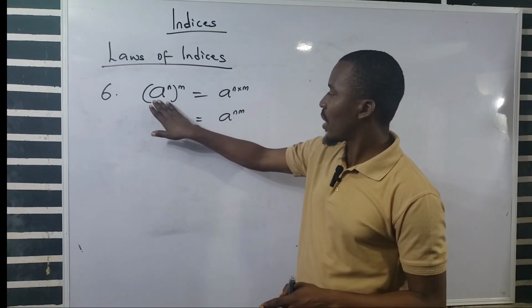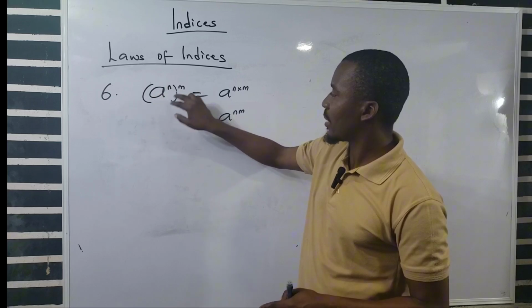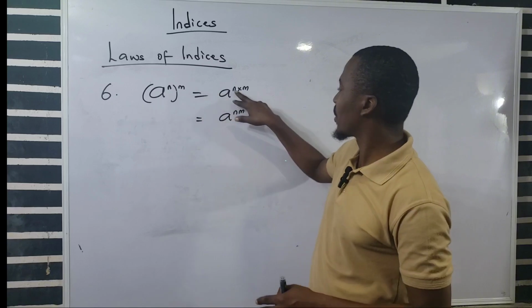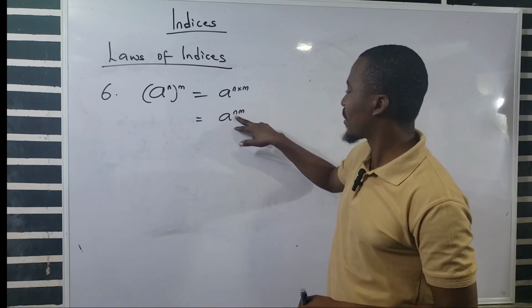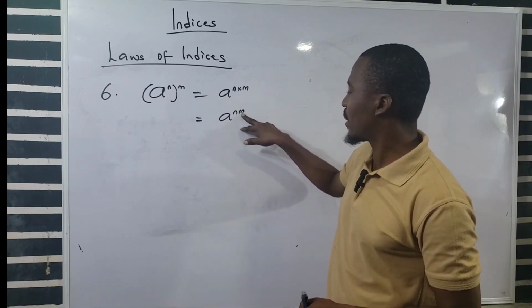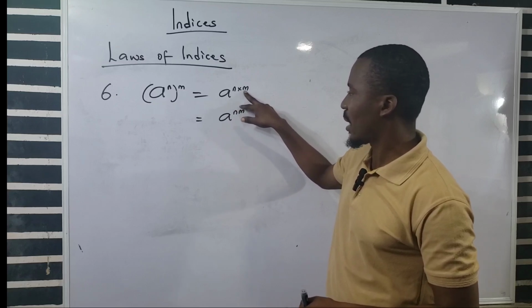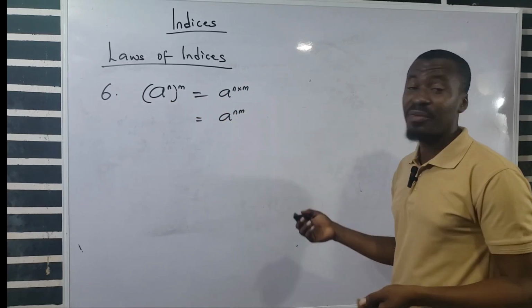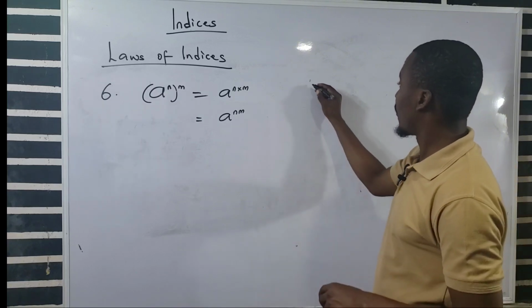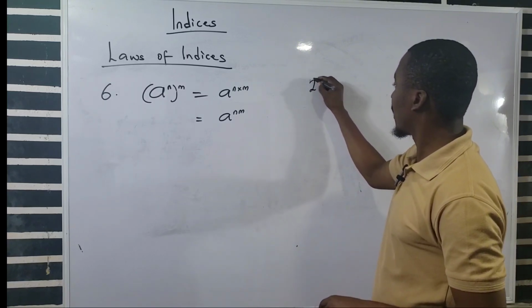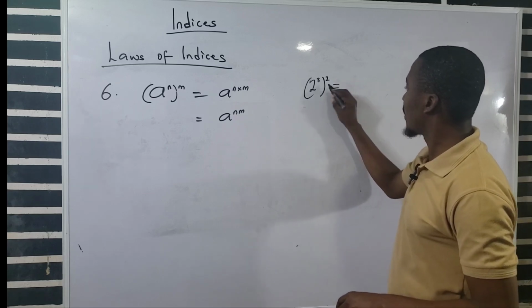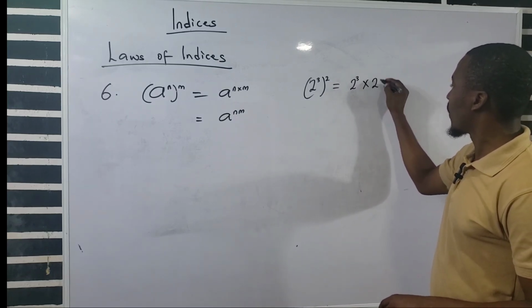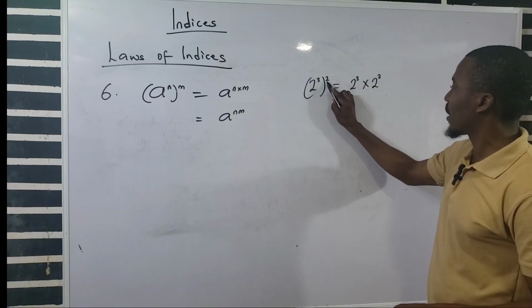You can see we have an index bracket, another index here. Okay, so what do we do? We multiply. So it's either you write it like this, nm, or n times m. Okay, so wherever you have something like this, you can actually verify this very easily. For example, 2 raised to power 3 into 2. So this means, first of all, the bracket, that means 2 raised to power 3 times 2 raised to power 3. That's the meaning of 2 raised to power 3 into 2.